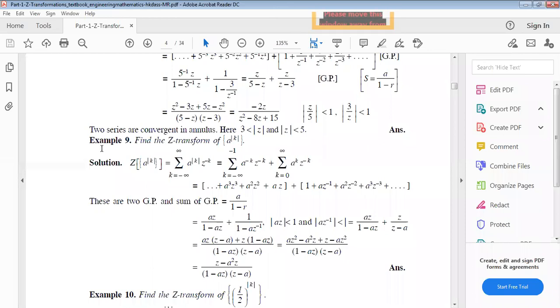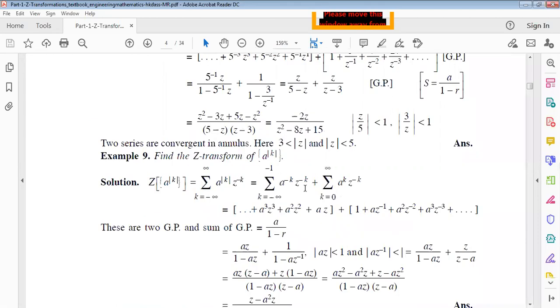Example 9: find the Z transform of this sequence, a to the power of the absolute value of k, right? Now the Z transform of the sequence a to the power of the absolute value of k can be written as the sum from k equals minus infinity to plus infinity of a to the power of the absolute value of k, times z to the power minus k, by the definition. We can divide this into two parts: one is k equals minus infinity to minus 1, the other one is 0 to infinity, right?